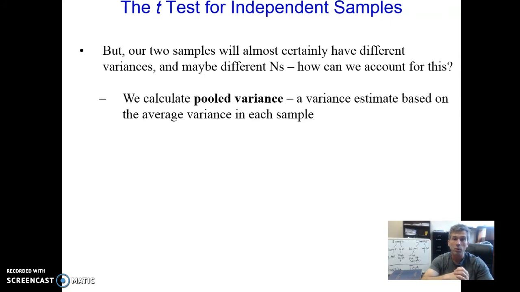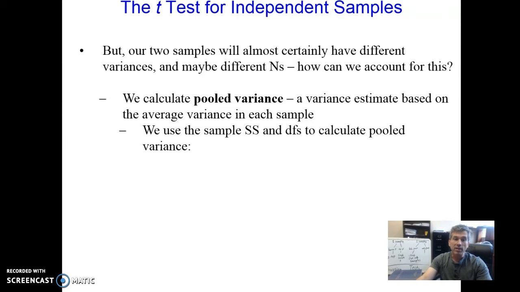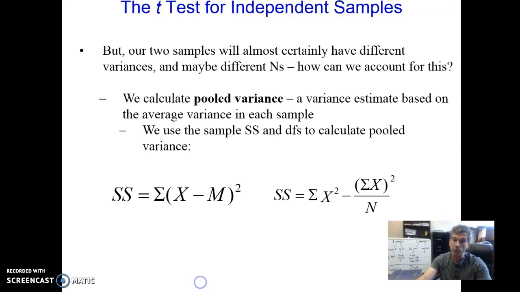It's just a variance that we calculate using data from 2 samples, or more, but in this class it'll only be 2. So we basically start off the same way we do for ordinary variance calculations. We use the sample sum of squares. We use the degrees of freedom for each to calculate pooled variance. So remember, sums of squares formulas, we've seen these before. Those have been the numerator to our variance formulas. Hasn't changed. We'd be doing this separately for each sample.